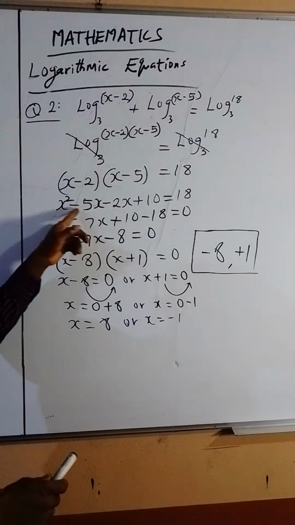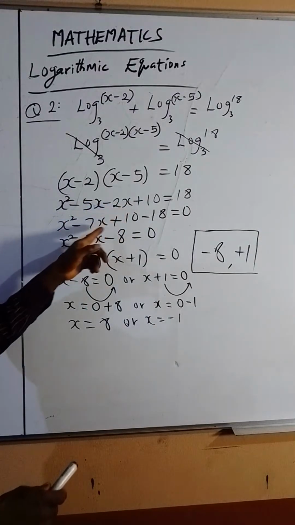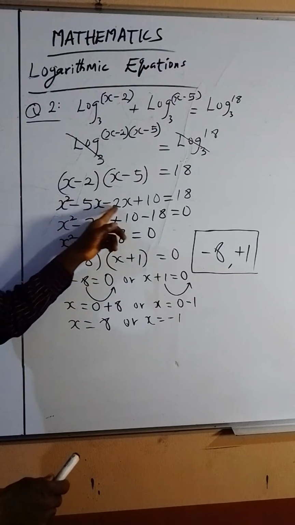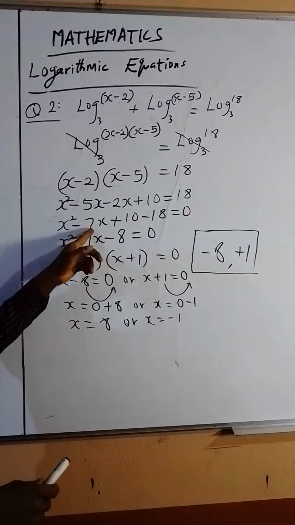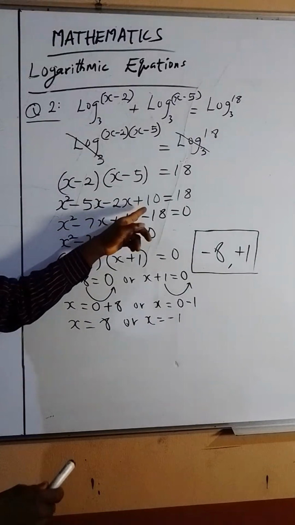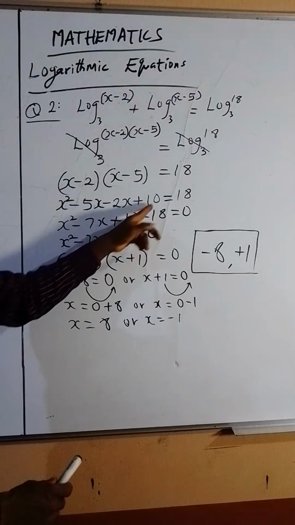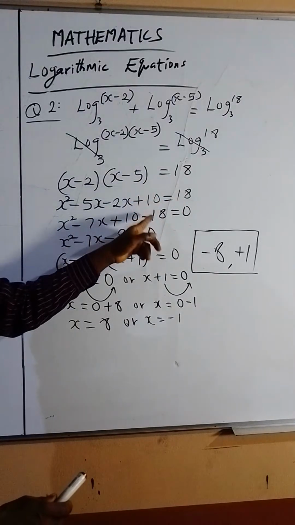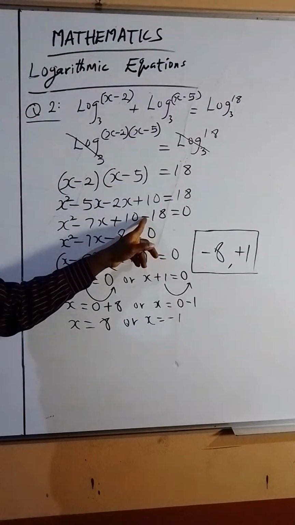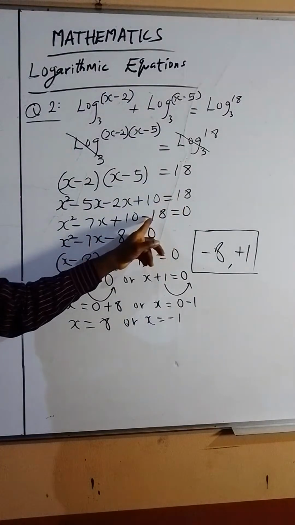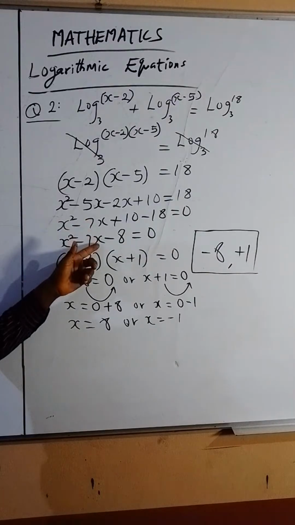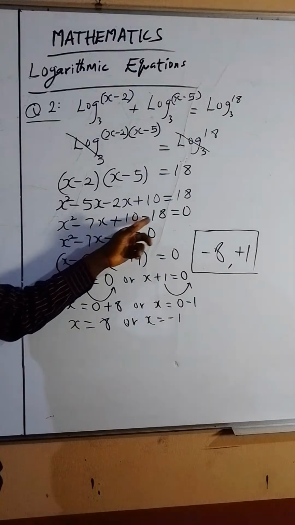If we simplify, we can simplify minus 5x minus 2x, and this gives us minus 7x. Minus 5x minus 2x is minus 7x. And then we can bring down this 10 here. This 18, we bring to the left-hand side. It becomes minus 18, from plus 18 to minus 18. So we can now rewrite x squared minus 7x, then plus 10 minus 18.